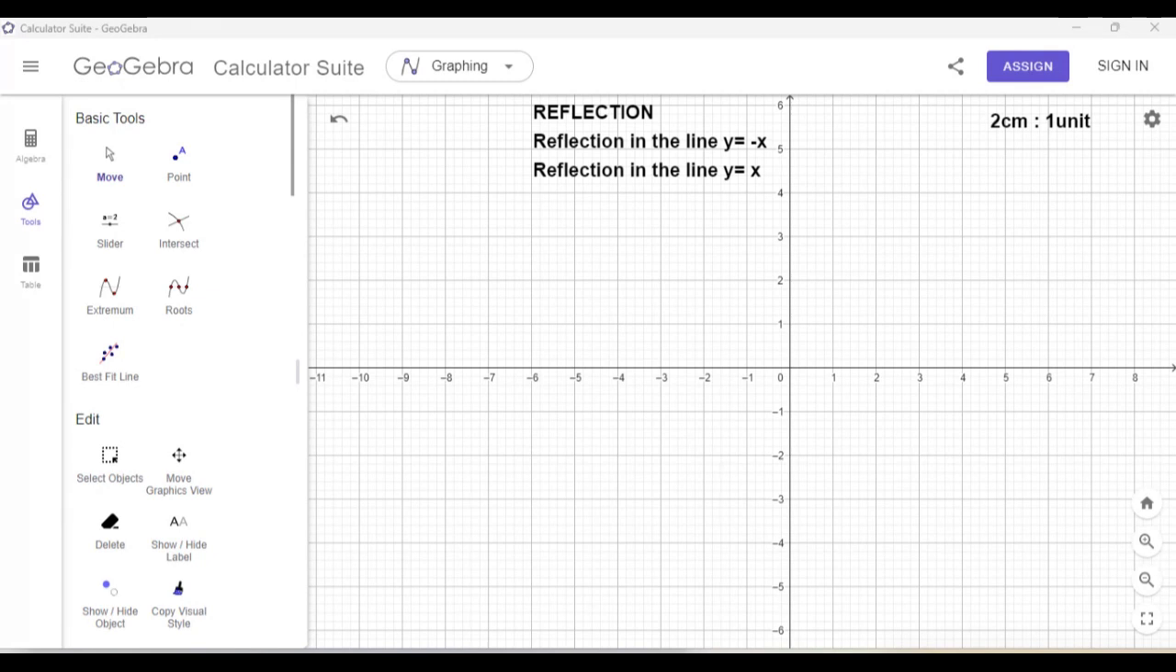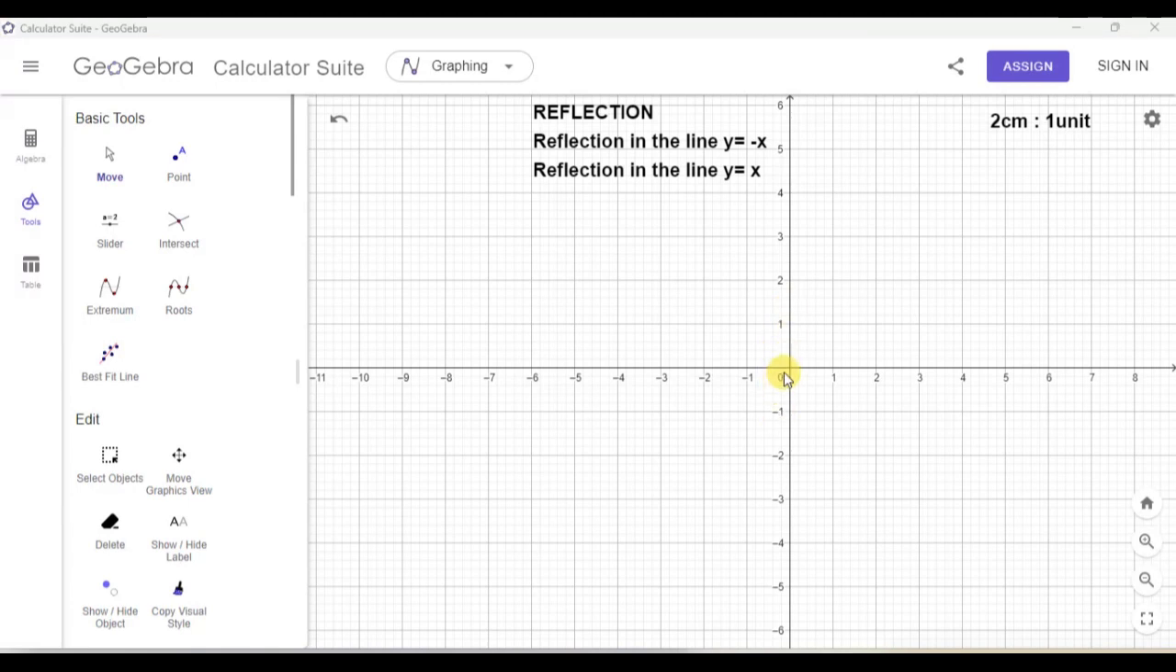In our first video, we looked at how you can write out your scale, how to label your x and y axis, and we also looked at how to reflect an image or a point in the x-axis, which is the same as y equals 0. Reflection in the x-axis is the same as y equals 0, and reflection in the y-axis is the same as x equals 0.